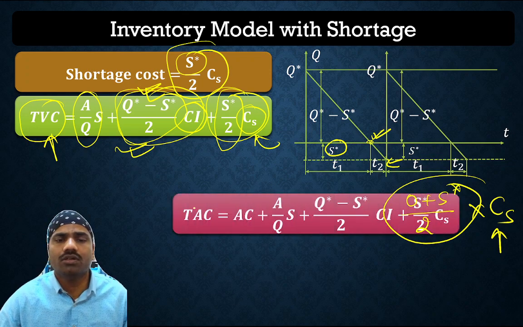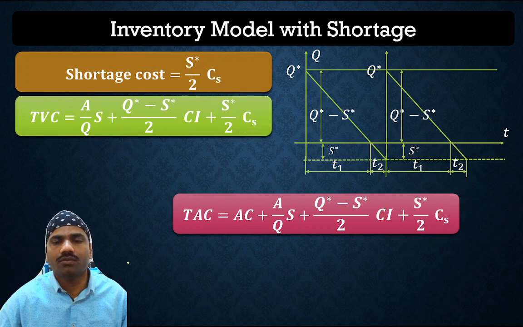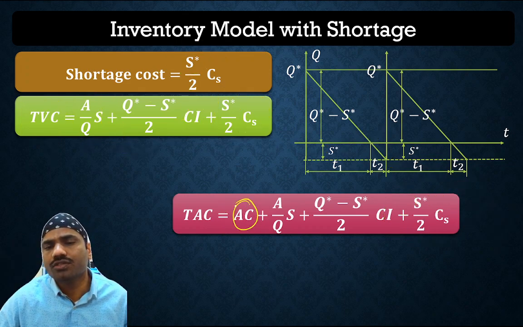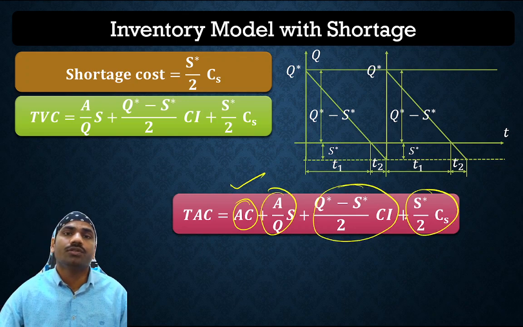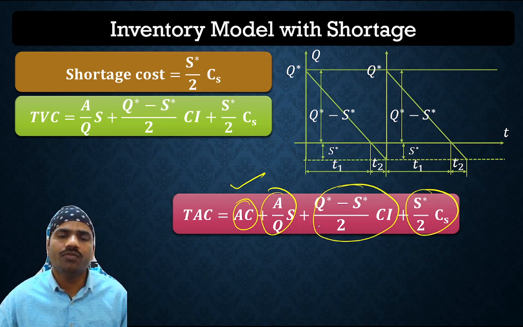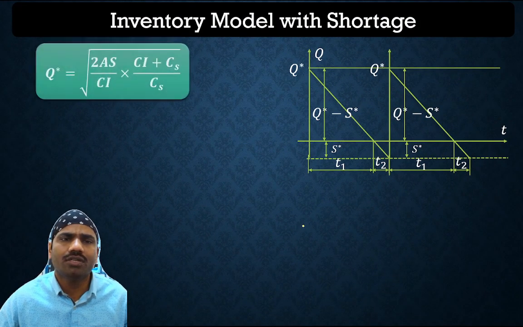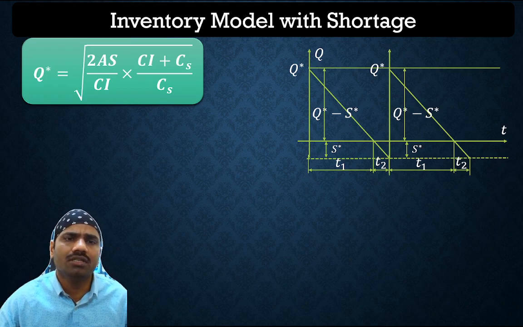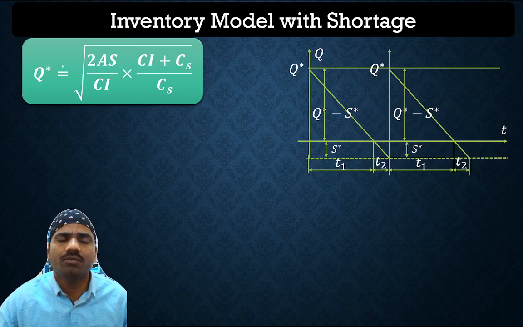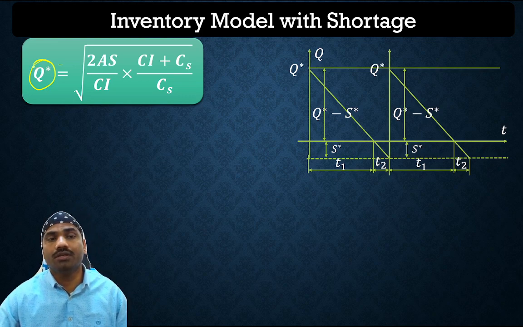If we talk about the total annual cost, the fixed cost will come in, and this will give you the total annual cost. So this is the fixed cost, or you can say purchase cost, ordering cost, inventory carrying cost, and this is your shortage cost. So we can find the optimum shortage also. If we have shortage, then what will be the economic order quantity?